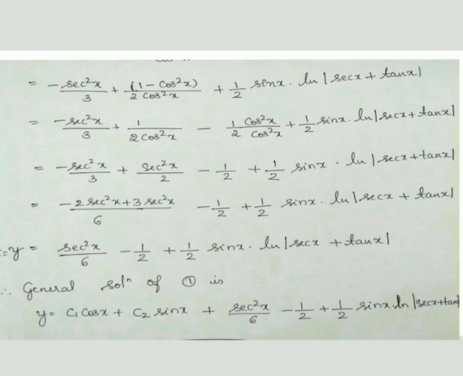Again here, minus secant square x by 3 plus secant square x by 2. So we can take the LCM of 3 and 2, that gives 6. After taking the LCM we get the numerator as minus 2 secant square x plus 3 secant square x, minus half plus half into sin x into ln of modulus of secant x plus tan x. So therefore the particular integral y is equal to minus 2 secant square plus 3 secant square gives secant square x by 6 minus half, next term will be the same. So therefore the general solution of equation number 1 is the sum of the particular integral as well as the complementary function. So that gives the general solution of the given equation number 1.